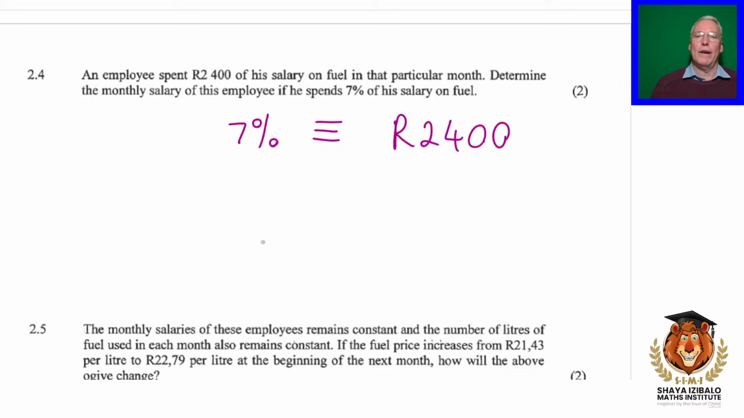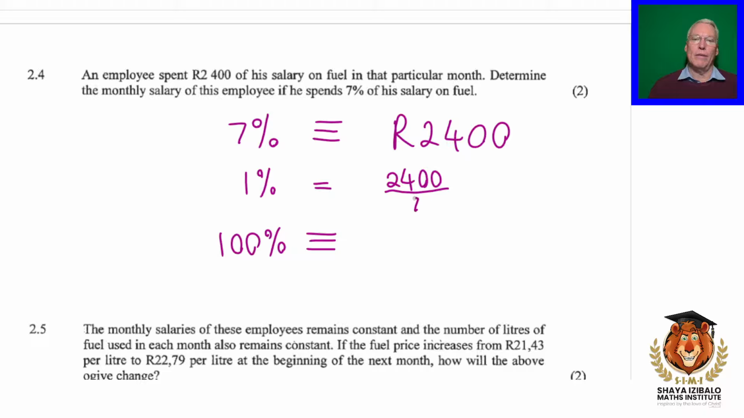All right, and we want to find out what 100% is. Now remember, with equivalence relationships, we can multiply both sides by a certain number, or we can divide by a certain number. We cannot add. So if we divide both sides here by 7, we will get what 1% is. So 1% will be 2,400 divided by 7.